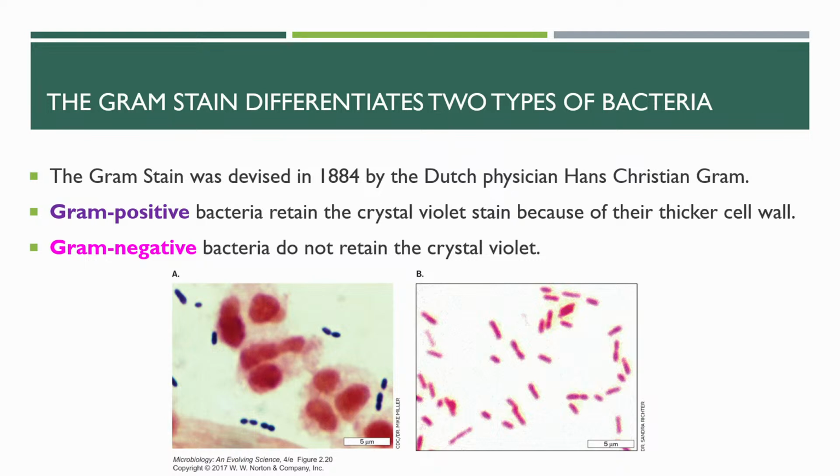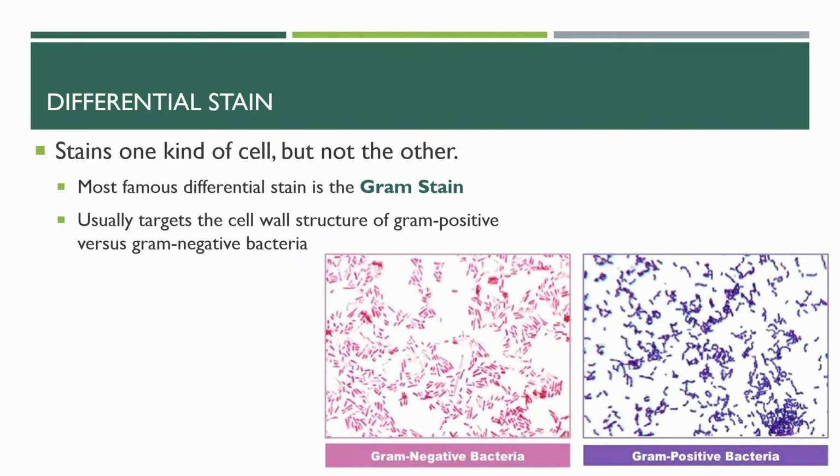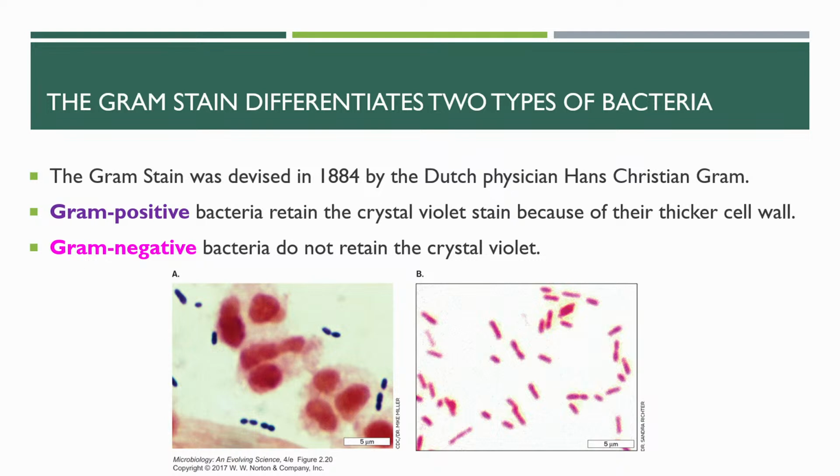So this stain was devised in the 1800s, and basically gram-positive bacteria are purple because they retain the crystal violet stain, because gram-positive bacteria have a thicker cell wall that can retain the crystal violet stain. Gram-negative bacteria have a thinner cell wall, so they don't retain the crystal violet stain, and instead they are pink because we give them another stain that isn't as heavy as the purple color.